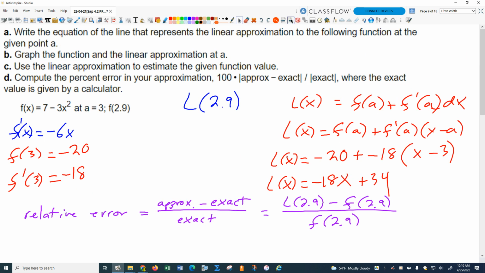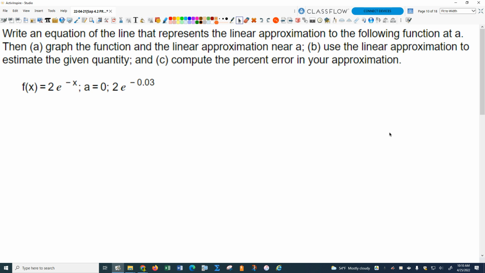Okay, let's try another one. Try that real quick. Just work with your neighbor quickly. See if you can set up a linearization. So we'll see if we can come up with the equation for the tangent line, the linearization.